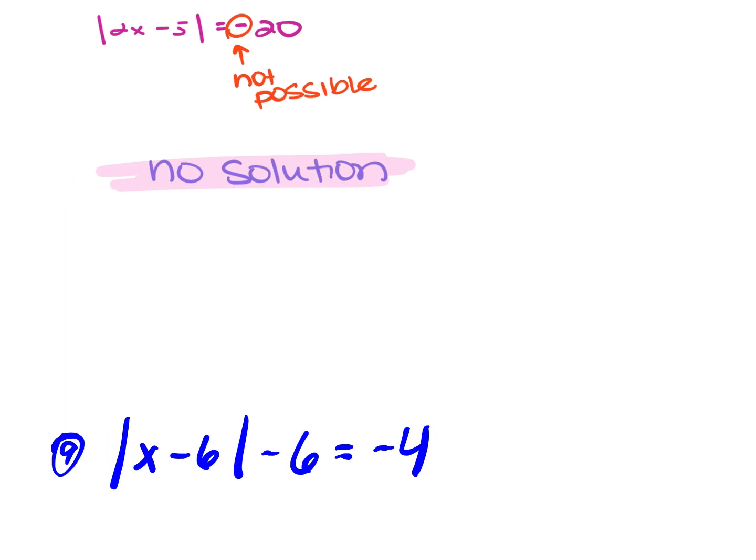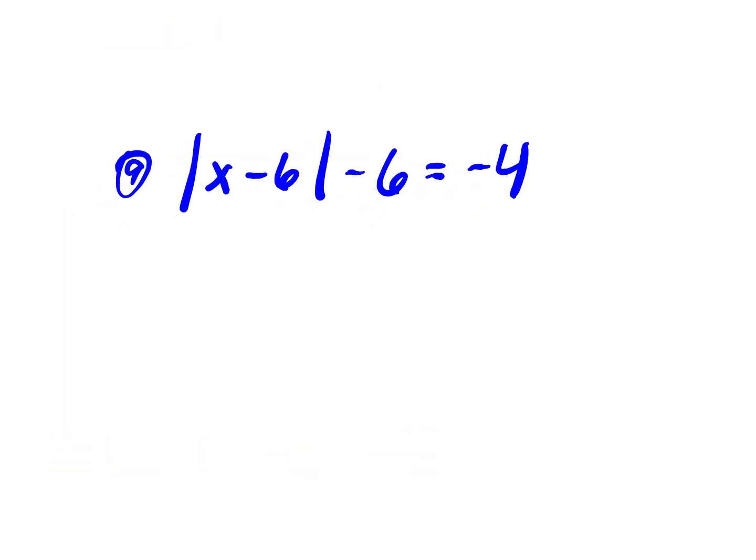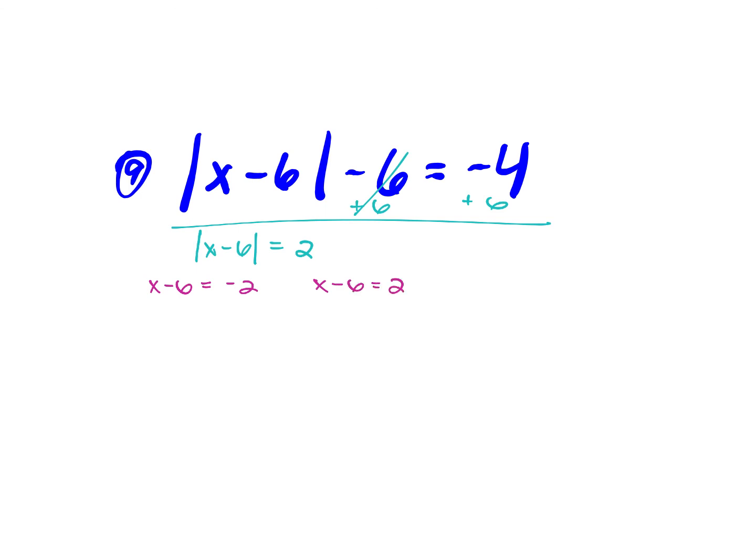For number 9, you have the absolute value of x minus 6, minus 6 is equal to negative 4. Move your 6 over, add it to both sides. This is going to give you the absolute value of x minus 6 is equal to 2. The absolute value of something is equal to 2 is a possibility. So separate this into 2 equations. You're going to have x minus 6 is equal to negative 2, as well as x minus 6 is equal to positive 2. Move your 6 over, add it to both sides. For both of these, you're going to get that x is equal to 4 and x is equal to 8.